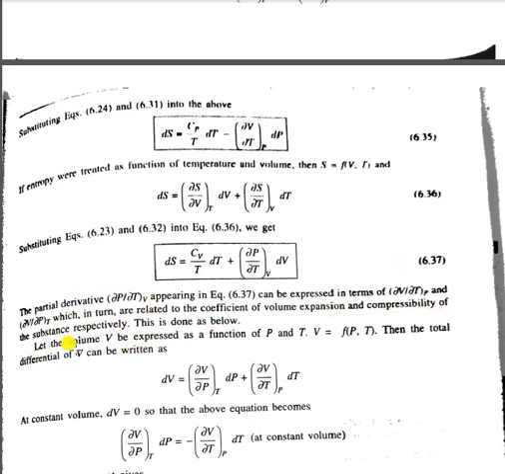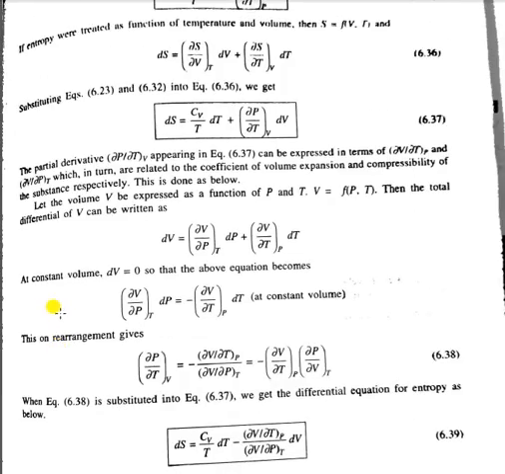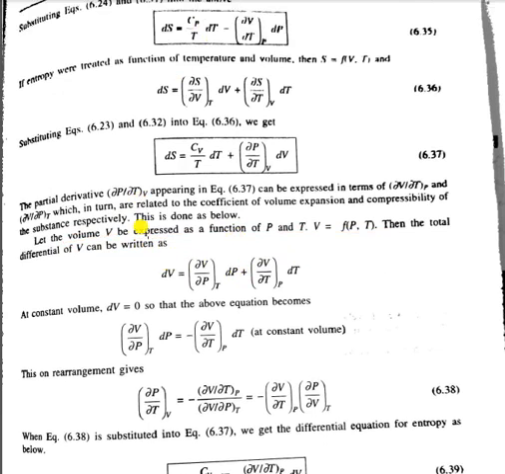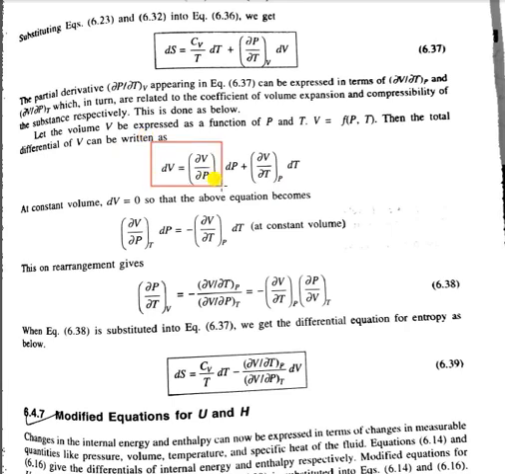Now how can it be done right here? First, let the volume be expressed as a function of P and T. So volume is a function of P and T. Then the total differential of volume V can be written as above, जैसे dS लिखा था अभी उस तरह से dV लिखना है, प्रेशर एंड टेम्परेचर का फंक्शन. So it can be written as dV is equal to del V by del P at T dP and del V by del T at constant P dT, ठीक है.